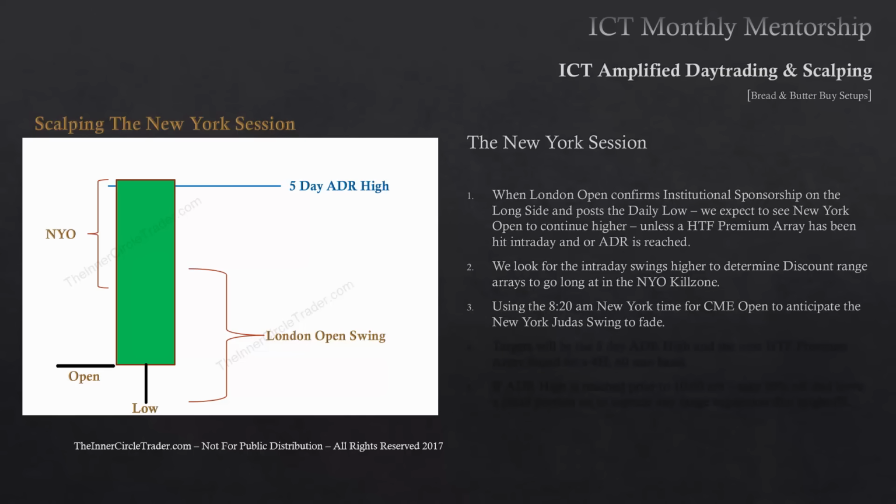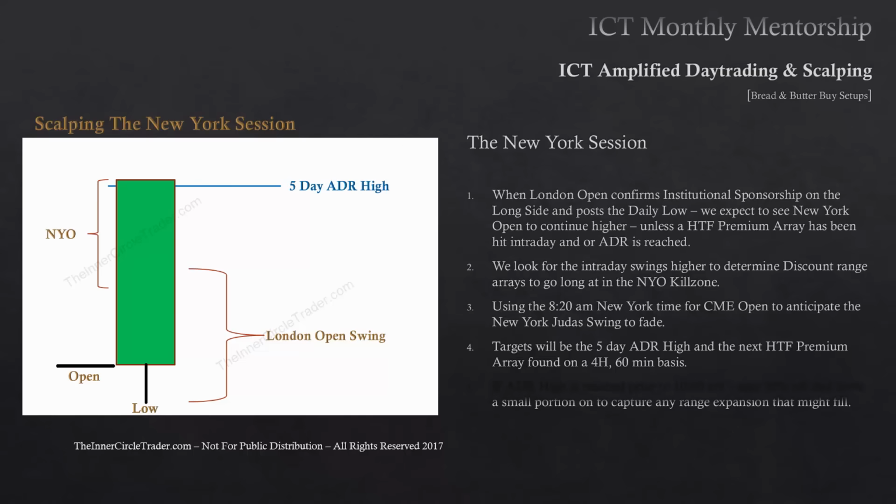Using the 8:20 a.m. New York time for CME, Chicago Mercantile Exchange, that's when the commodity futures contracts start trading, open to anticipate the New York Judas swing to fade. Targets will be the 5-day average daily range high and the next higher time frame premium array found on a 4-hour or 60-minute basis. If ADR high is reached prior to 10 a.m., take 80% off of your position and leave a small portion on to capture any range expansion that might fill.